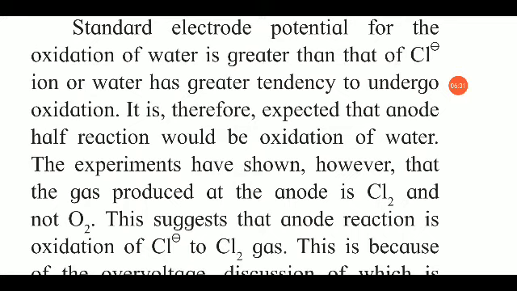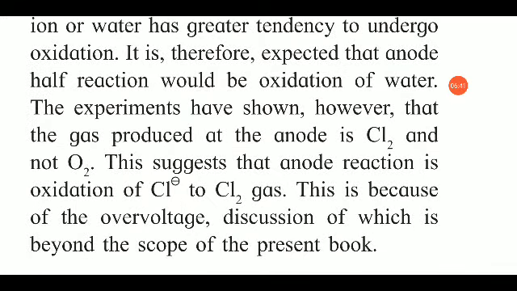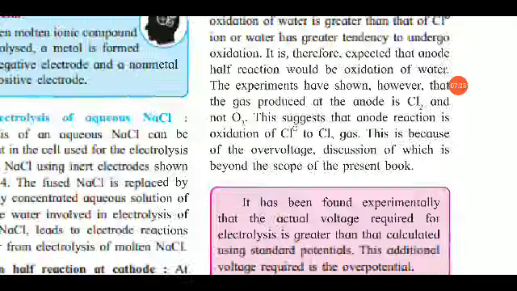This suggests that the anode reaction is oxidation of Cl minus to Cl2 gas, which we already saw in our last explanation, the electrolysis of molten NaCl. There is no difference from that explanation, but here the water is in aqueous form, so water plays an important role in the oxidation. This is because of the overvoltage, a discussion of which is beyond the scope of the present book.